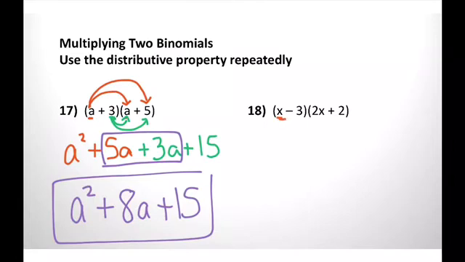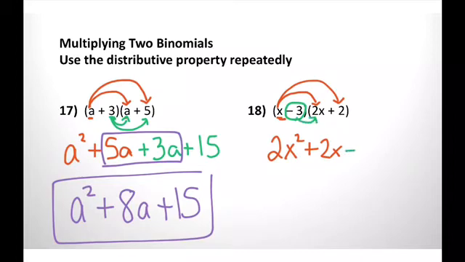The first term x, we're going to multiply that by 2x. So x times 2x is 2x to the second power. And on any of these, if you're not sure what it is, you need to write it out. Don't be afraid to write it out. Okay, and then we're going to do x times 2. And since that 2 is positive, it's just plus 2x. Okay, then we're going to take this. This is a negative 3. And so the negative has to go with it. So negative 3 times 2x is negative 6x. And then negative 3 times 2 is negative 6.